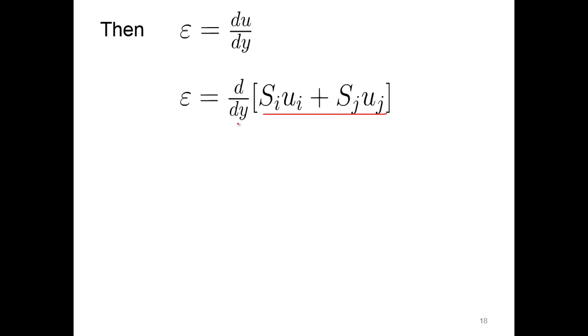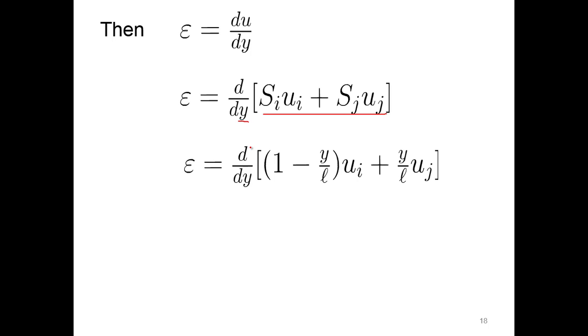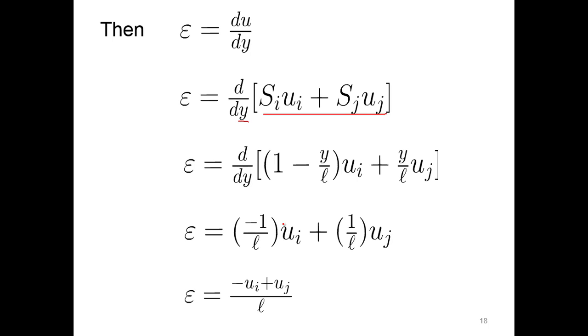That's why we're going to substitute in our shape functions, which have the terms y here and here. So here's the differentiation. We're going to substitute in for u, here's our u function, and differentiate with respect to y after we put in the shape functions. We do that and reduce, and we come up with the strain is equal to the negative of the deflection at node i plus the deflection at node j, all over L, L being the length of our element.